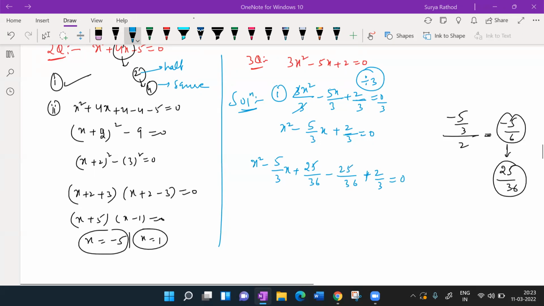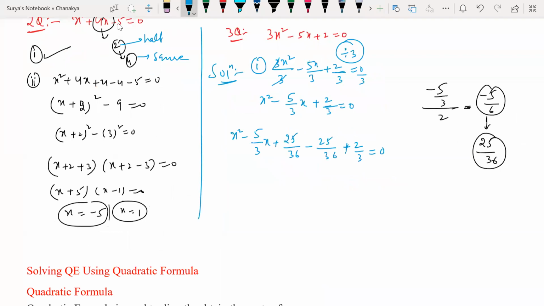Okay, children, tell me now. Look at this here. X square minus, I added. If I cancel these two again, I'll get back my original equation. Am I correct? So how can I write this now? How can I write these three terms as? And how can I write the last two terms as?